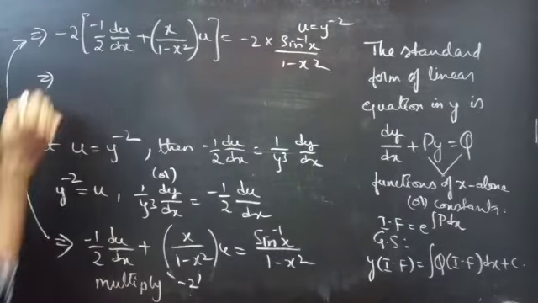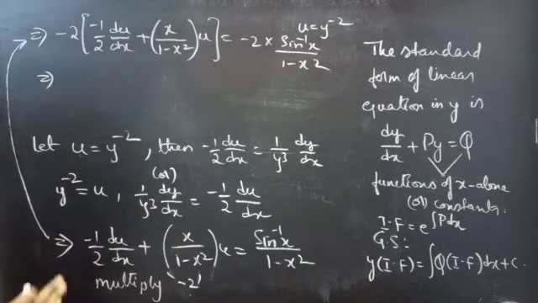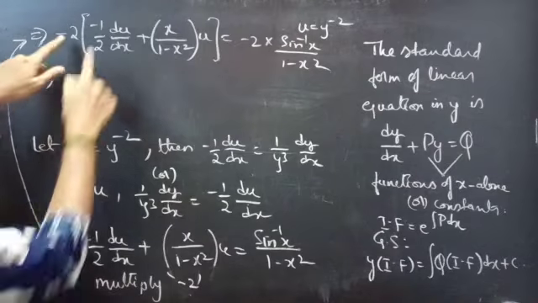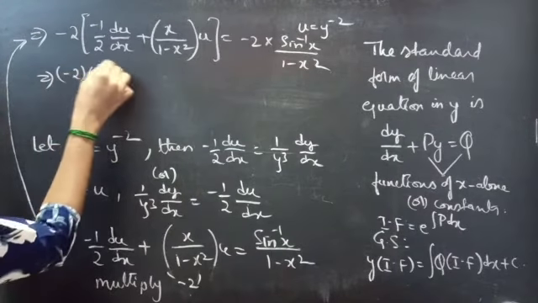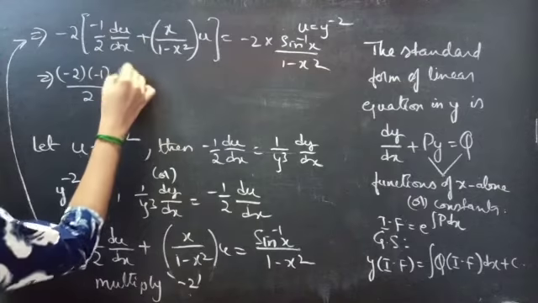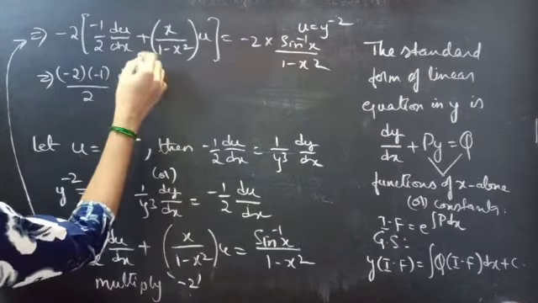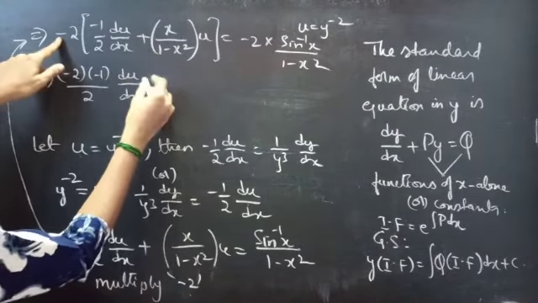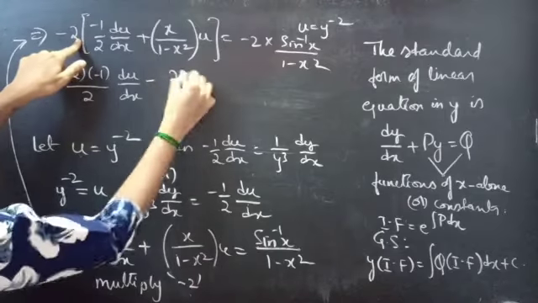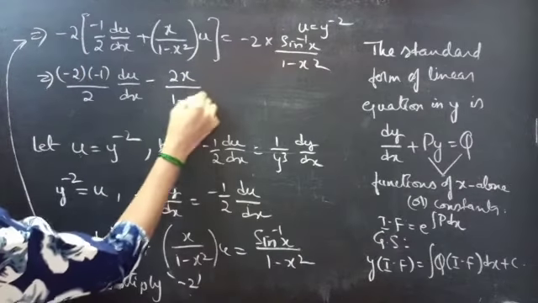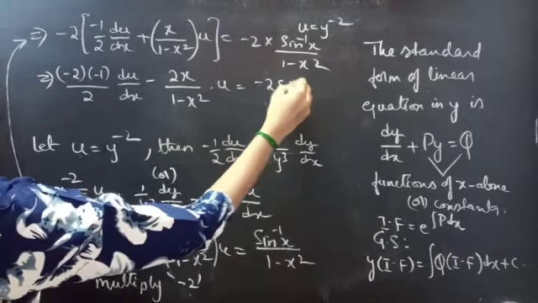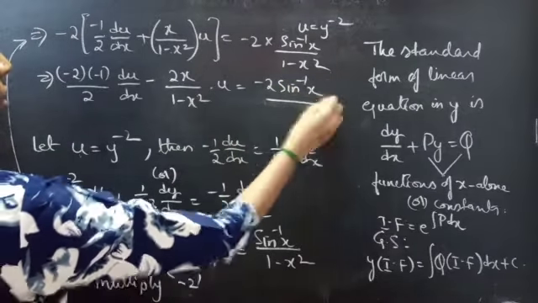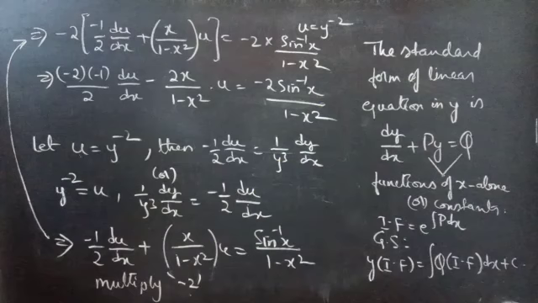See, I'm not writing directly; you can write the direct step. Minus 2 into minus 1 by 2, let's write as it is, into du by dx, minus into plus, minus 2x by 1 minus x square into u equals minus 2 sine inverse x by 1 minus x square.